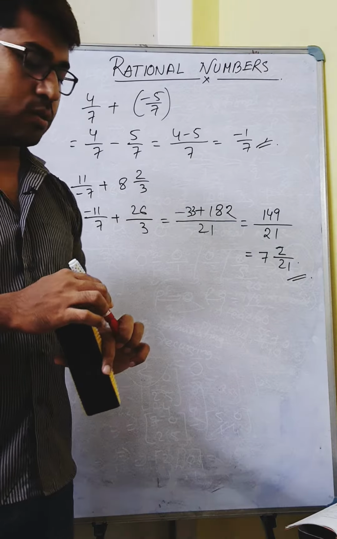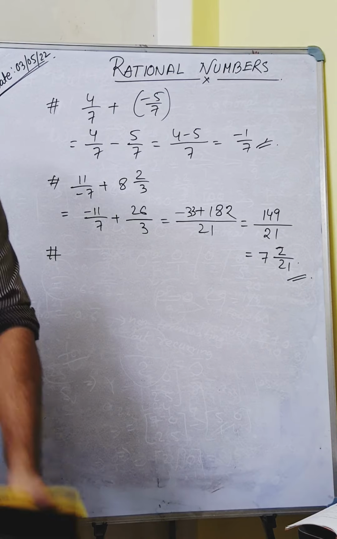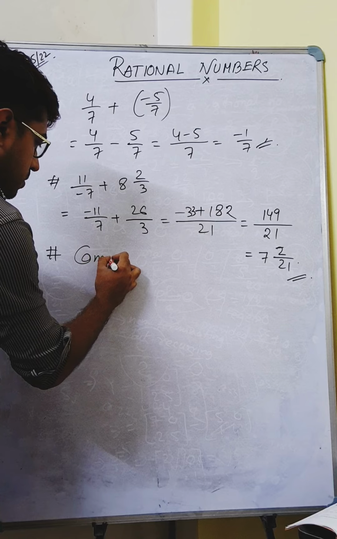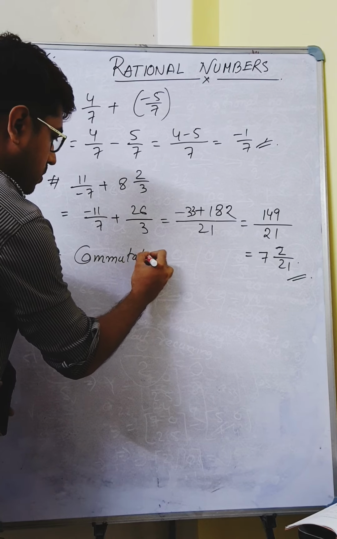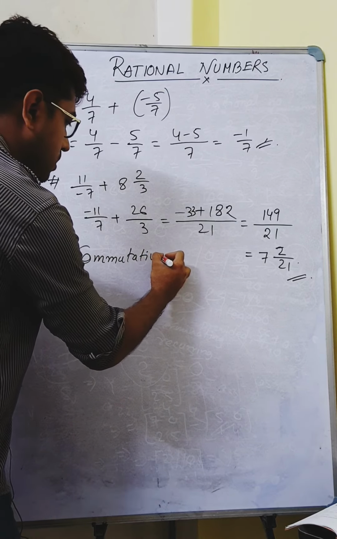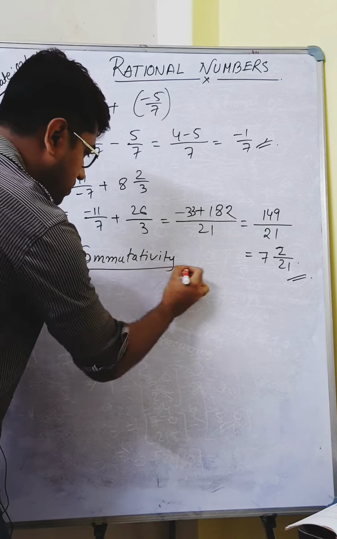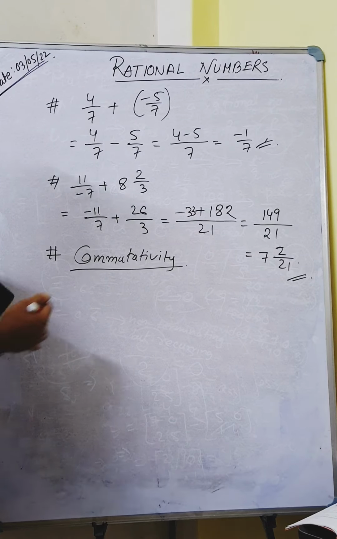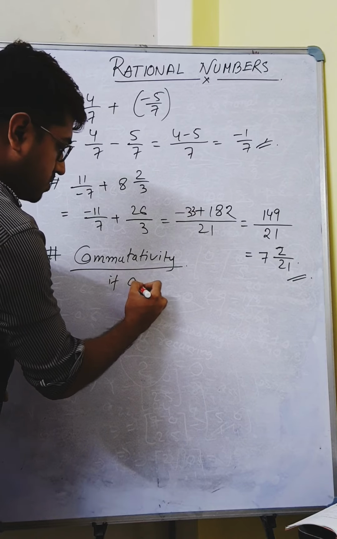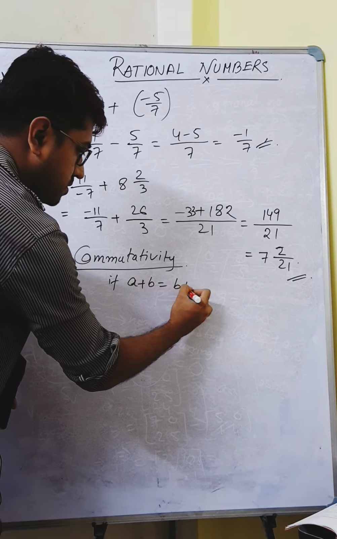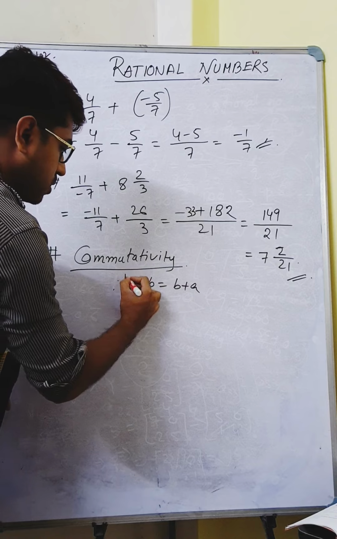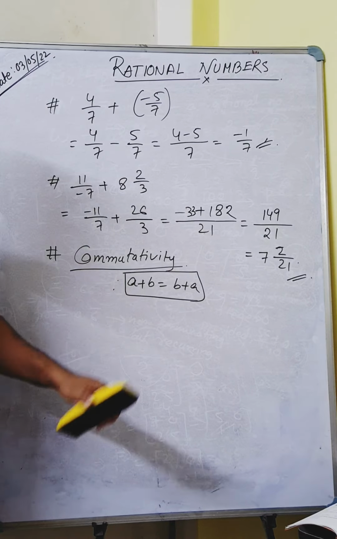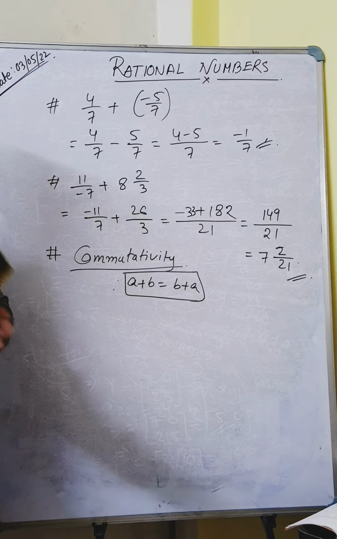Learn some concept of rules actually, like what is meant by commutative property. What is meant by commutativity? Commutativity means actually if a plus b equal to b plus a. এই কন্ডিশনটা যদি হোল্ড করে, if this condition holds, then it is called commutative property actually.